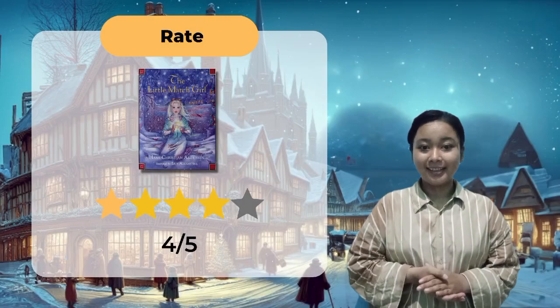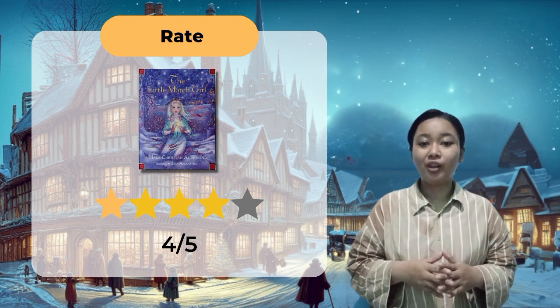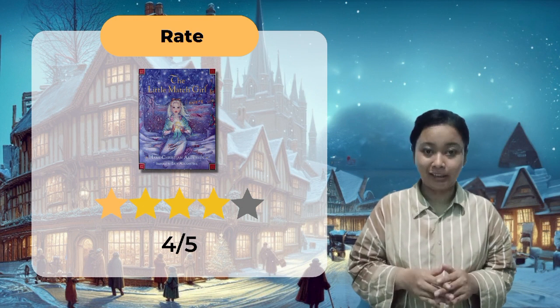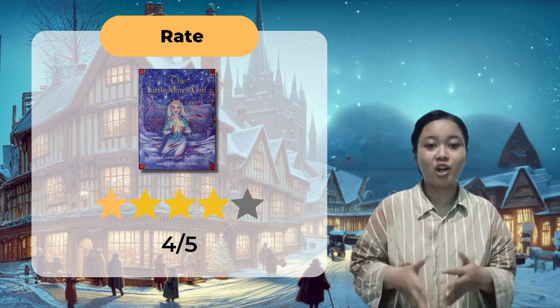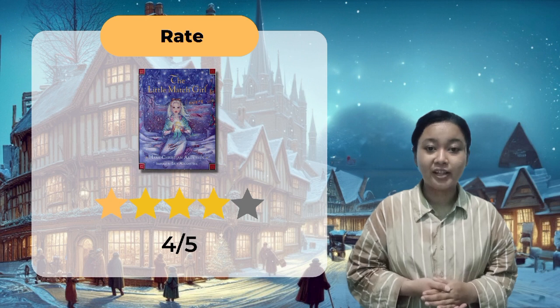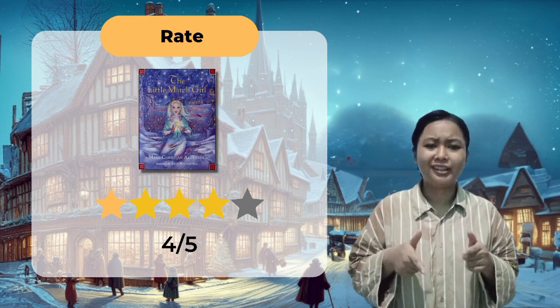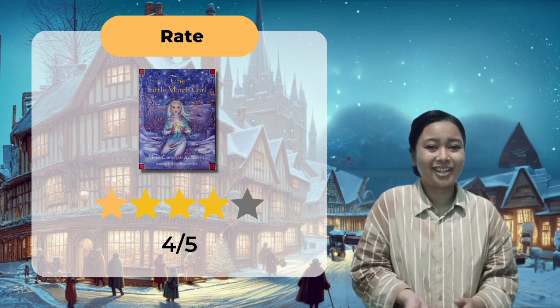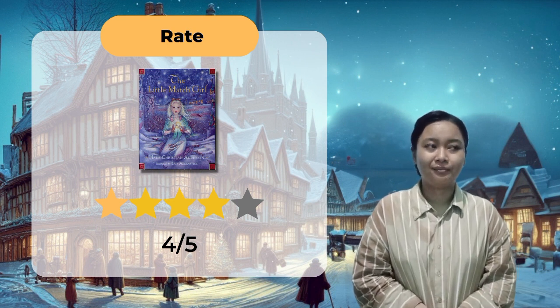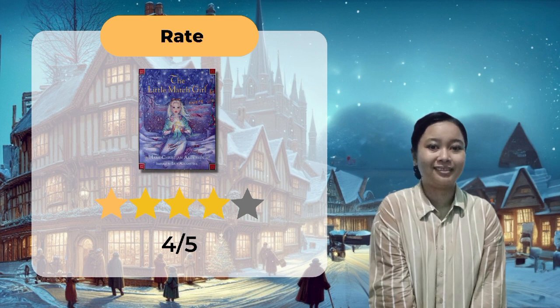Rate. The rate is how much you like or dislike the story. The rate can be different for different people, depending on their taste and opinion. For me, I will rate this story 4 out of 5 stars because I think it's a touching and beautiful story. But yeah, also very sad and depressing.